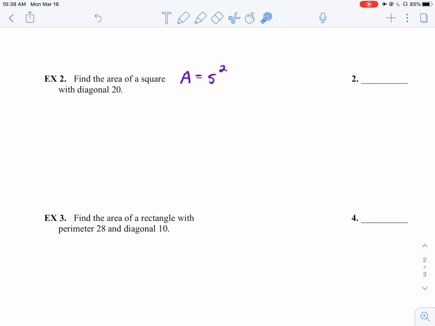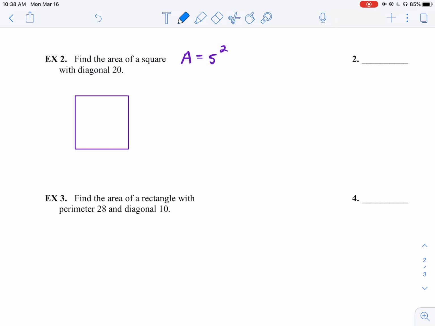Did they tell us the side? Well, let's see. They gave us the diagonal. Okay, so we need to figure out what to do with that. Let's first start and visualize. If I draw this square, if I draw in its diagonal, I know that the diagonal length is 20. Since it's a square, I know that I have right angles at the corners. And then I know that my different sides will each be, let's call them S.